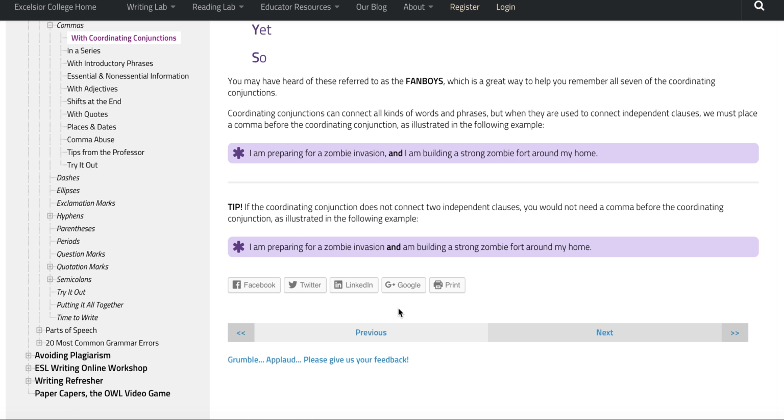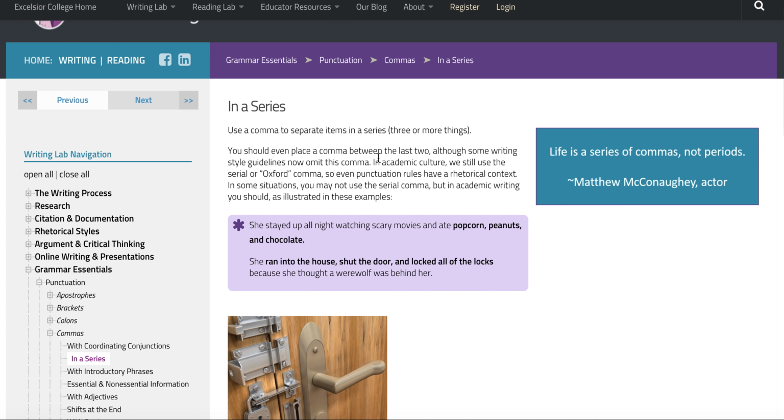Now, don't get excited and think, oh, every time I have one of those fanboys, I need a comma, because that's not the case. Let's say you are not joining 2 independent clauses, and here I'm just listing 2 things as a part of my predicate in the sentence. So I am preparing for a zombie invasion and am building a strong zombie fort around my home. Because I took away the subject, I no longer have 2 independent clauses, and all I need is the and. So that's rule number 1. Rule number 2 is the comma in a series rule.